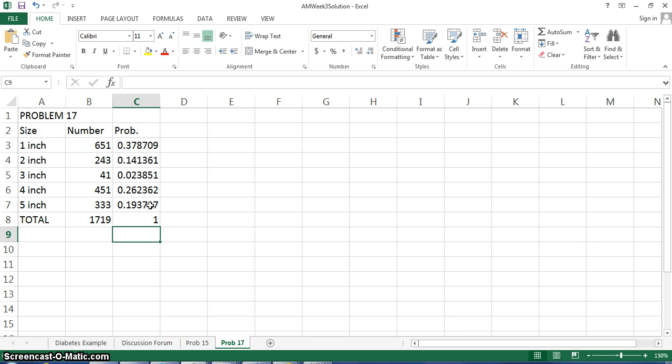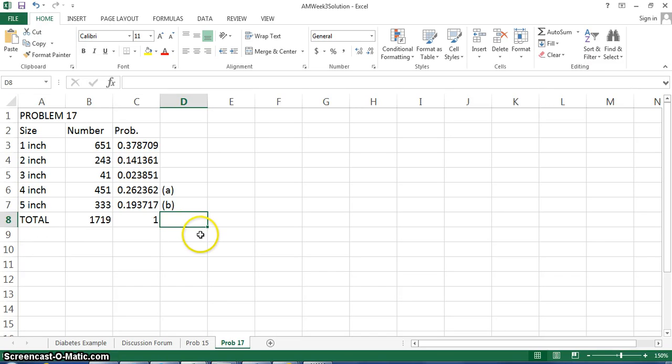Now we're asked some questions. Part A, what's the probability of reaching into the bin and getting a 4-inch nail? We can see via the relative frequency method, we would estimate this probability at about 26.2%. Part B, the probability of getting a 5-inch nail, is about 19.4%.